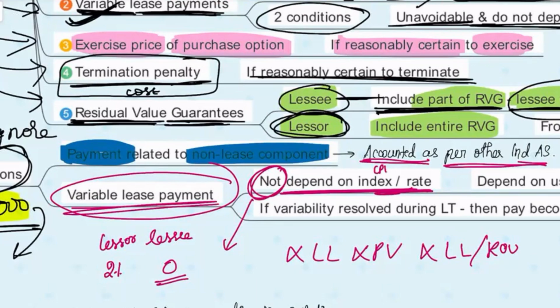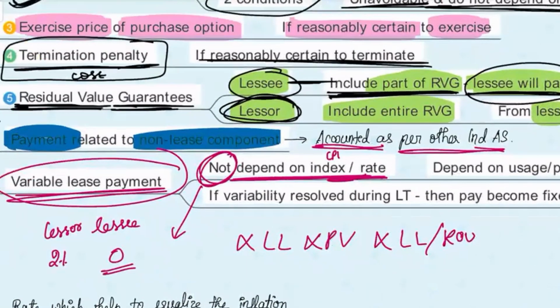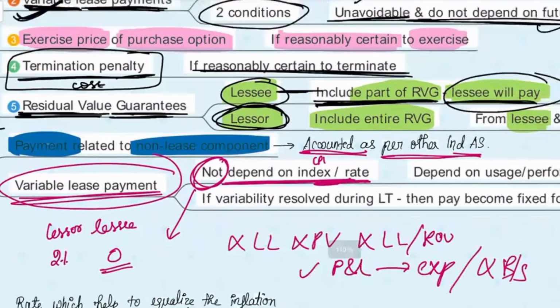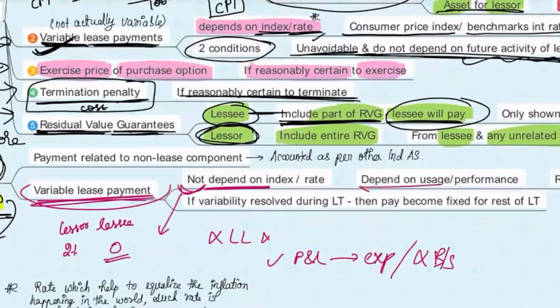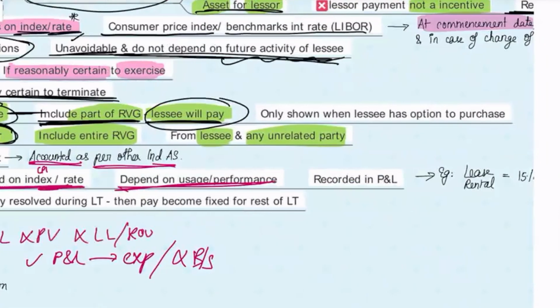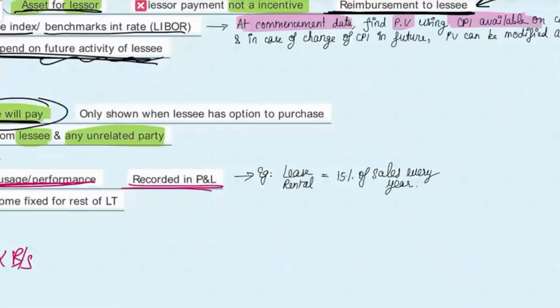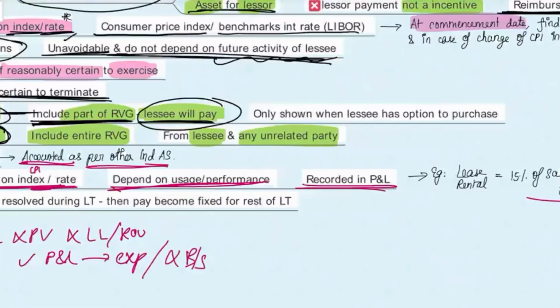In such a case, how you are going to record it in your books is that you will record this variable lease payment in your P&L account as an expense. This will not come in your balance sheet at all. So if there is a variable lease payment which is dependent on usage or performance, it is going to be recorded in your P&L account. Example: 15% of sales every year.